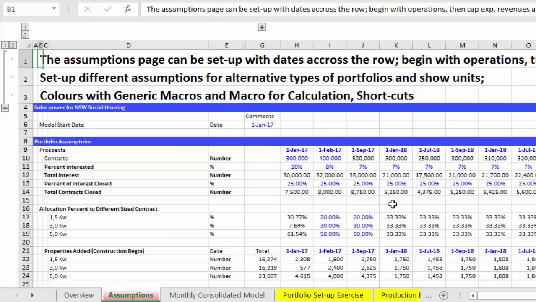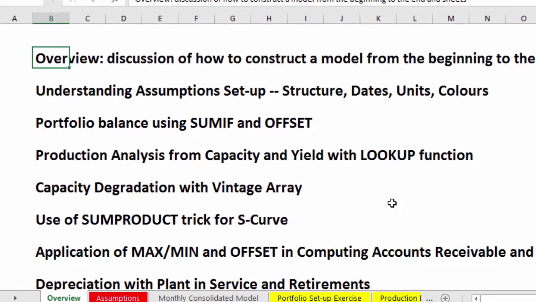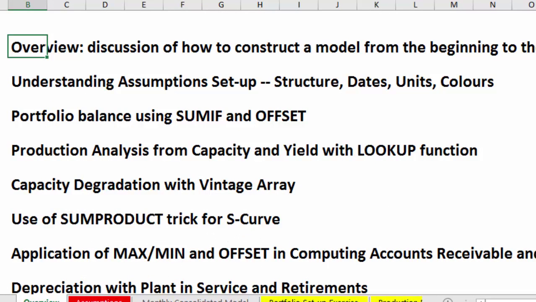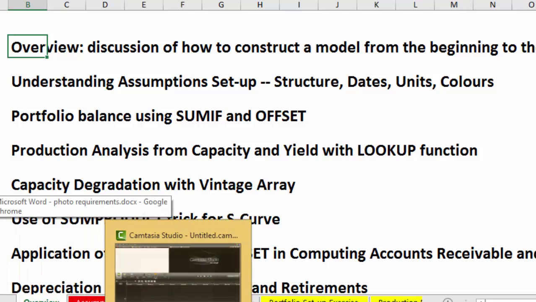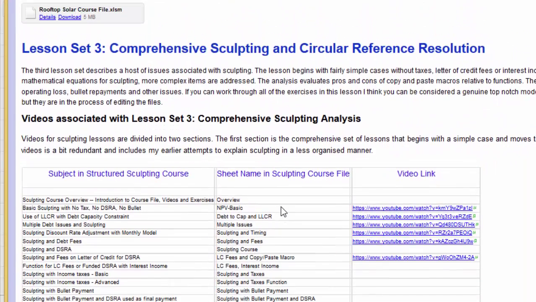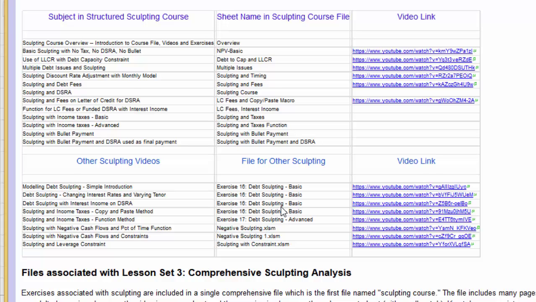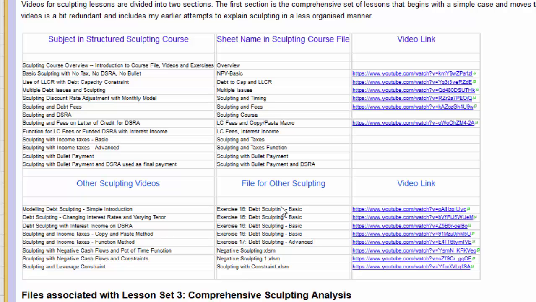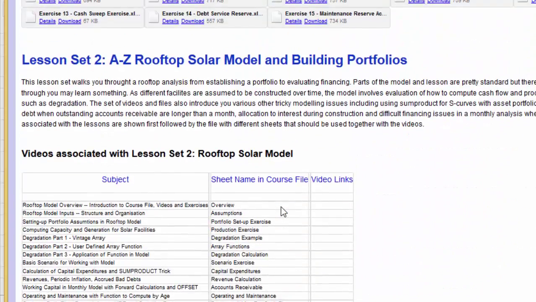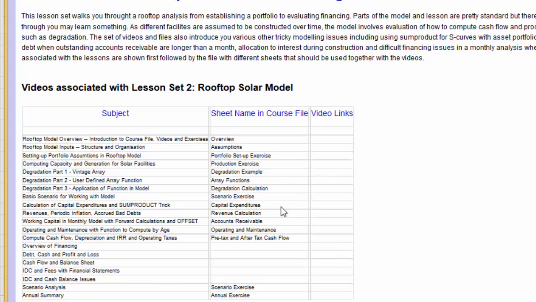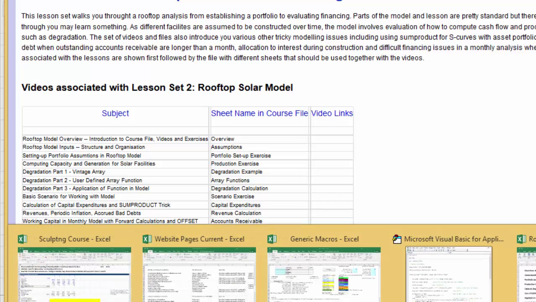Now, here are some of the things I'm going to go through in this exercise. This exercise is not super advanced with functions, though it has some functions and some difficult things, no question about that. Just to digress for a minute, the next set of videos is this sculpting stuff that involves painful resolution of circular references, DSRA accounts out the wazoo, interest income, LC fees. Those are hard ones. This one is meant to be okay. You're kind of an intermediate, even if you're starting, it's fine. We go through the whole structure of a model, and it's kind of boring in a lot of places.